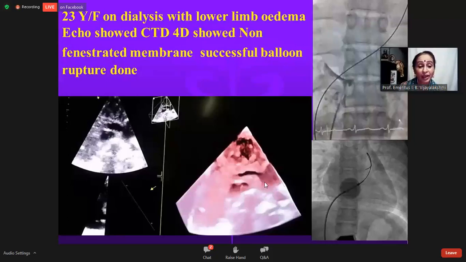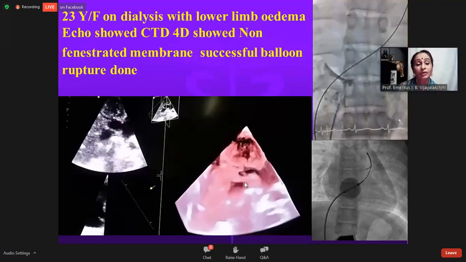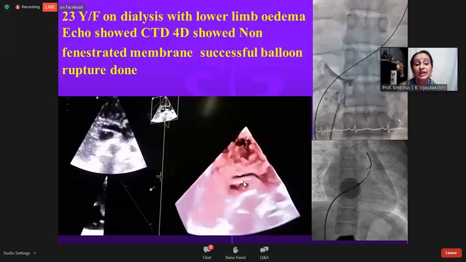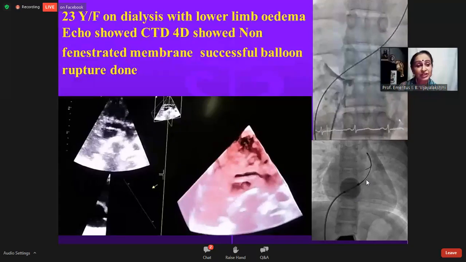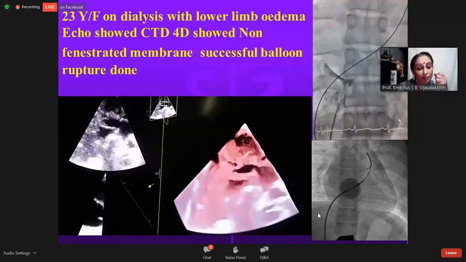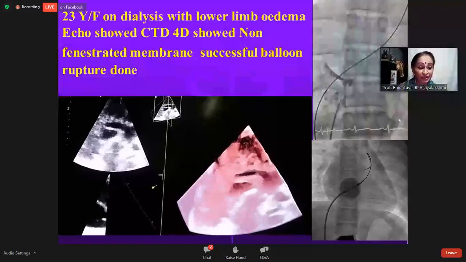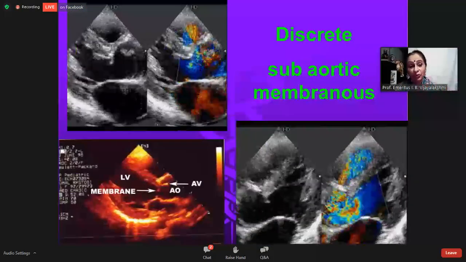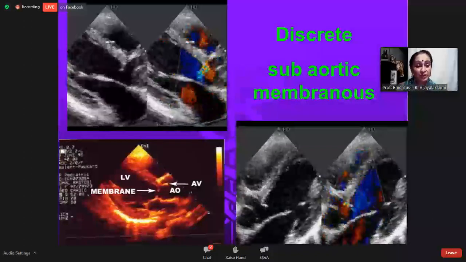And in the 4D echo itself, we can see that this divided right atrium, or cor triatriatum dexter, is not fenestrated and it is intact. So in this patient, I have done the balloon rupture of this membrane to relieve the congestive cardiac failure in that patient. So we have to go beyond to make the diagnosis and give the best treatment to the patient.